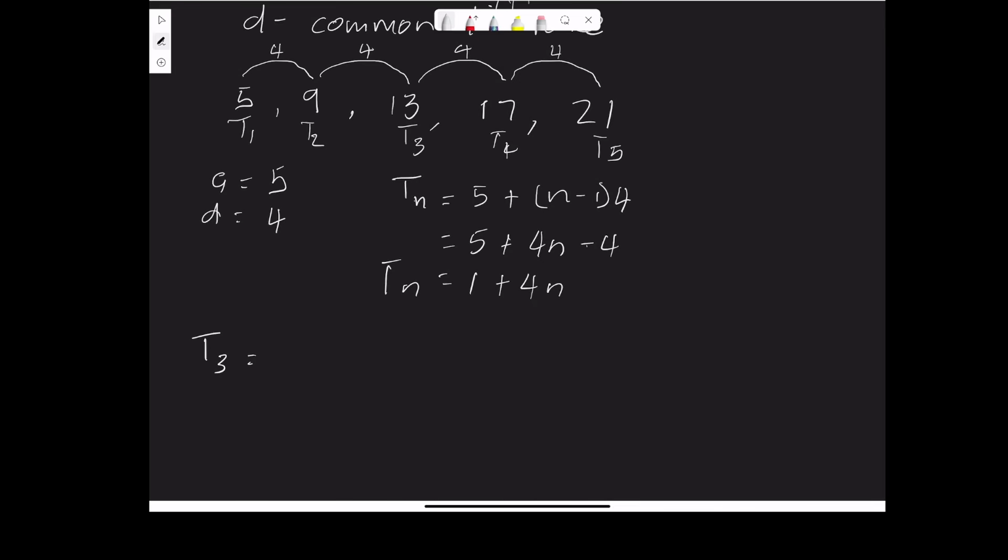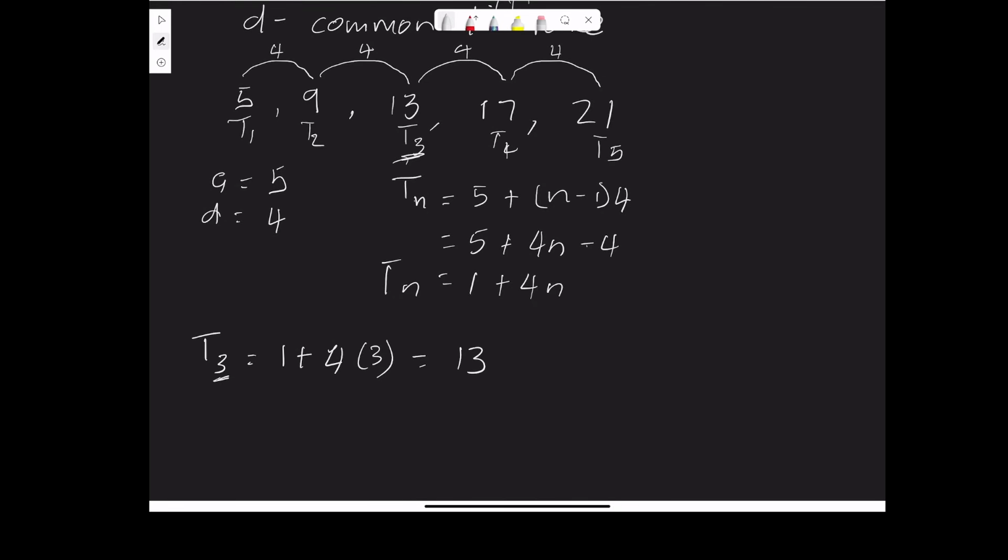Okay, term 3. We know that term 3 would be 1 plus, in this case, 4 multiplied by, remember what's our n value? Our n value is 3. So we're going to say 4 times 3, that's 12, plus 1, and that gives us 13. And definitely term 3 was 13.